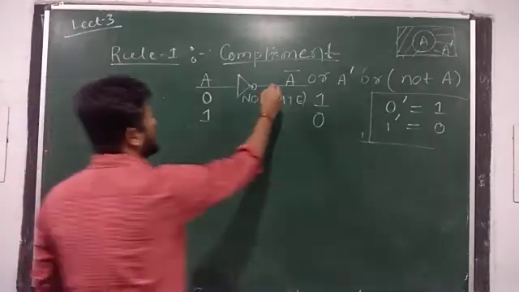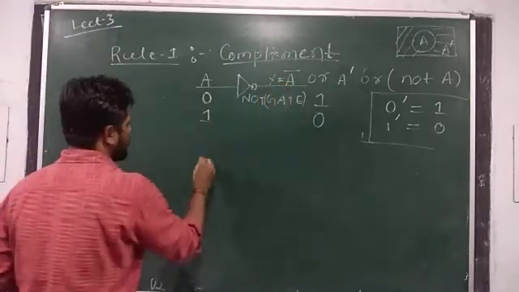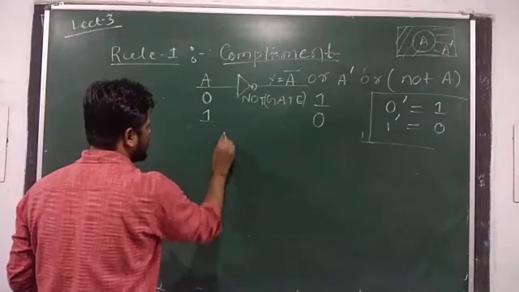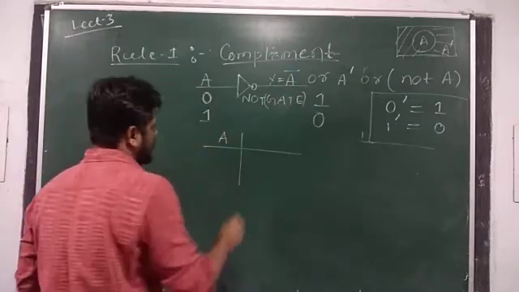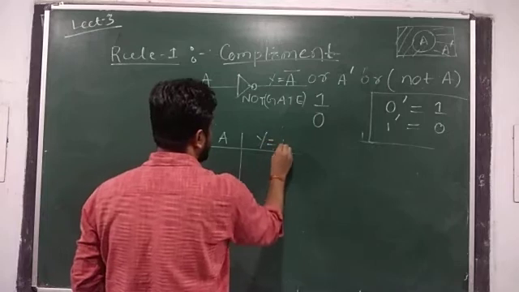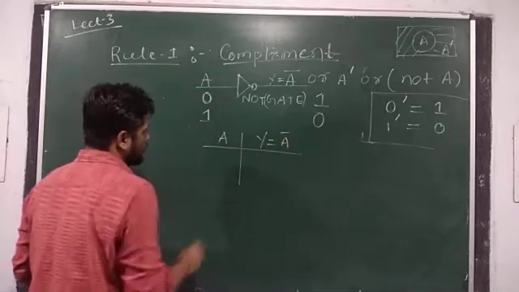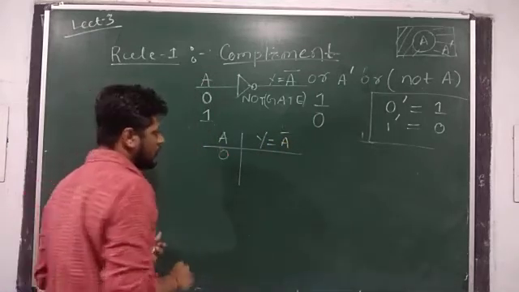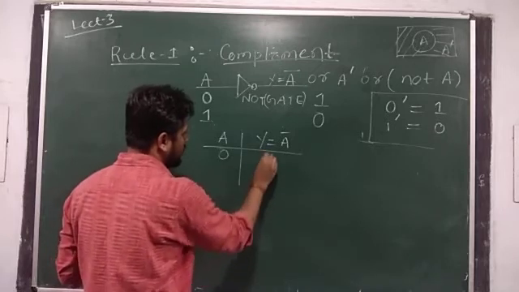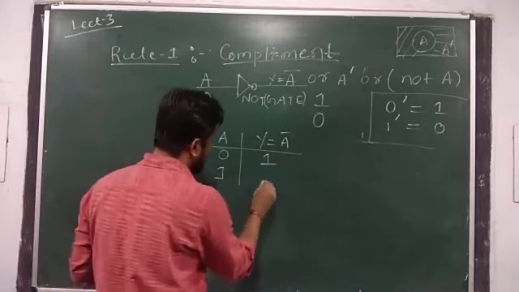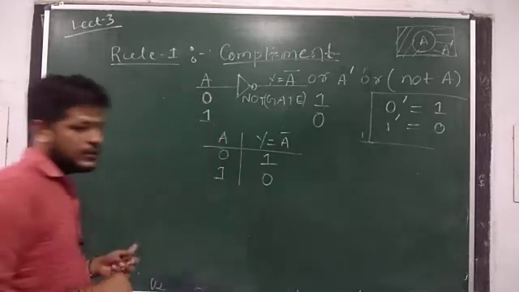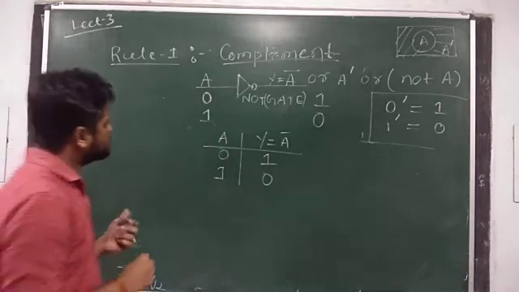So what will be the truth table for this? The truth table we are considering, that is input is A, and the output is Y is equal to A bar. So if A is equal to 0, then what will be the output? Output will be 1. If A is equal to 1, what will be its output? Output will be 0. This is a very simple logic.